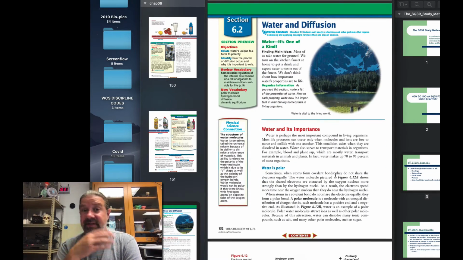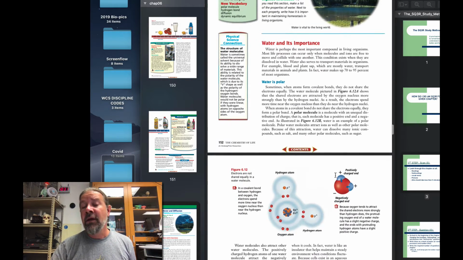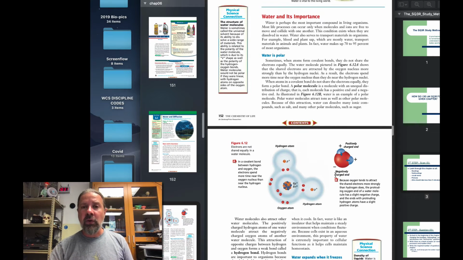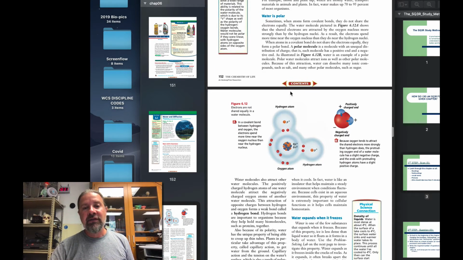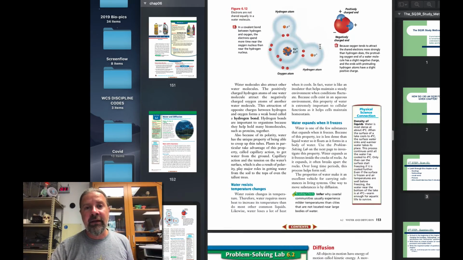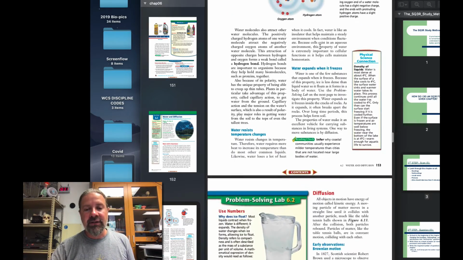In section 6.2, we see water and diffusion. I'm predicting we're going to learn a lot about water and how it plays into biology and whatever the heck diffusion is, right? And we see more things that are big and bold and highlighted in color, as well as the dark bolded terms that we expect in education textbooks.